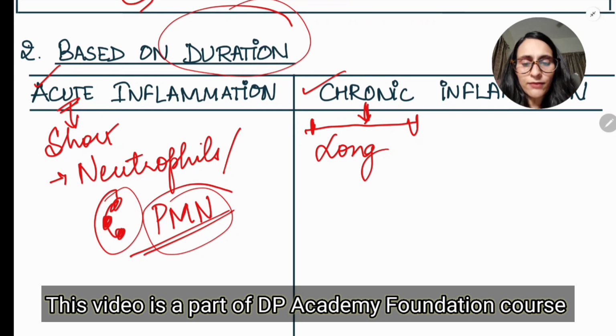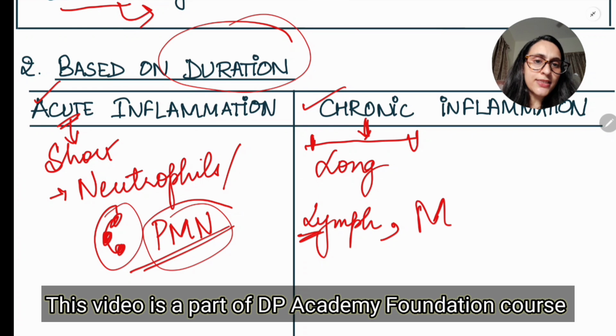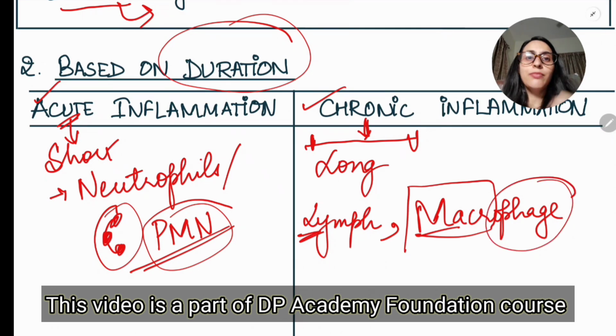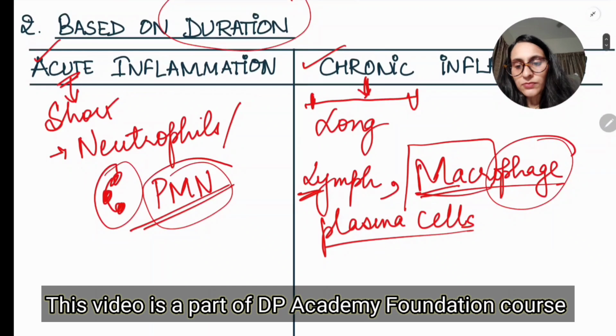What are the cells for chronic inflammation then? These are lymphocytes. See, L for long-lived, L for lymphocytes, and the most important cell, M for most important, M for macrophage. It is a big cell. Macrophage, macro means it is bigger in size. Phage means it is going to eat the bacteria. So it shows the sign of chronic inflammation, macrophages. And plasma cells. These are the 3 cells of chronic inflammation: lymphocytes, macrophages, and plasma cells.